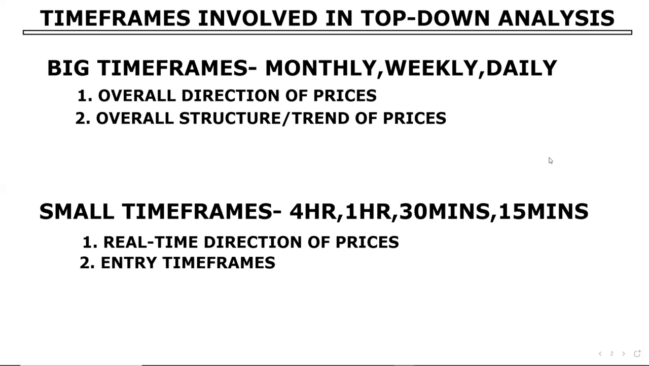So on the small time frames, we said we have the 4 hours, the 1 hour, the 30 minutes, and the 15 minutes time frame. What are the effectiveness and the usefulness of these small time frames? They allow us to know the real-time direction of prices. That means the small time frames are where we pick our trades. We can't pick trades on the big time frames because our stop loss is going to be crazy and our risk reward is going to be silly. It's not going to make any sense. But on the small time frames, we know the real-time direction of prices.